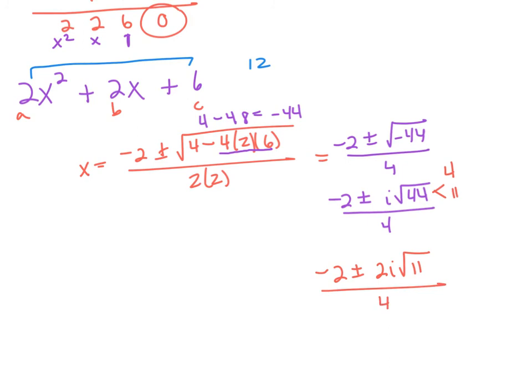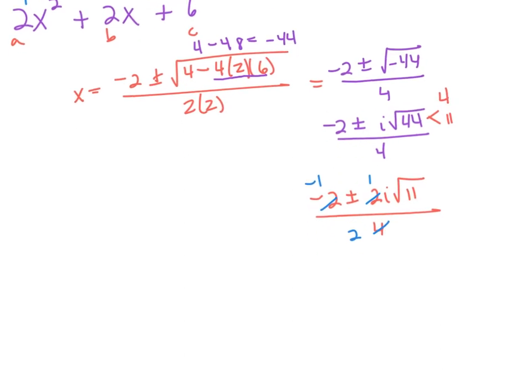Then we look at our triangle of numbers to see if these can be reduced. You can divide them all by 2. So -1, 1, and 2. And we get x equals -1 plus or minus i root 11 all over 2. Do you see this plus or minus right here? That means there are two answers here. So -1 plus i root 11 over 2 and -1 minus i root 11 over 2.